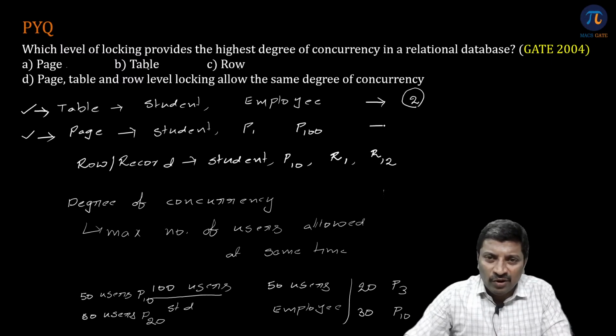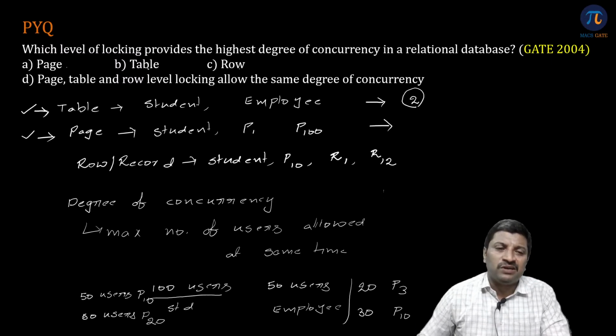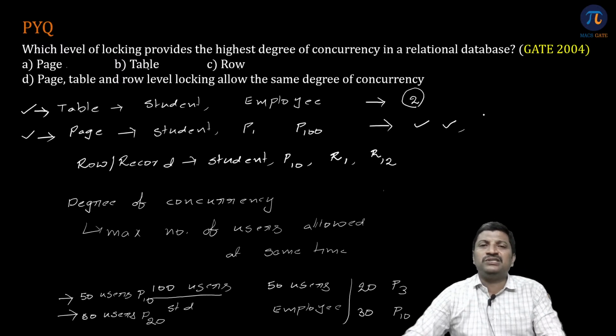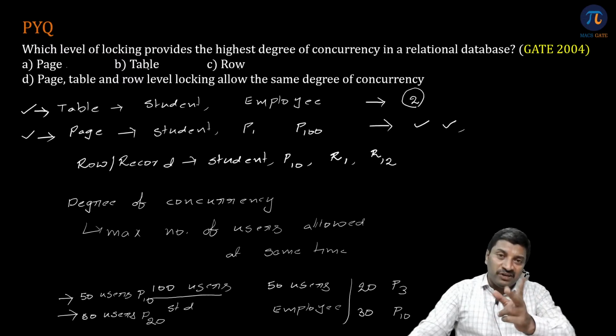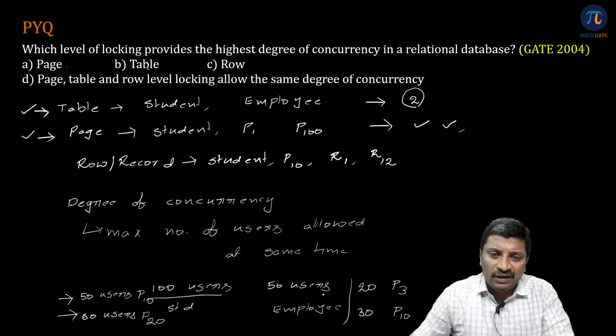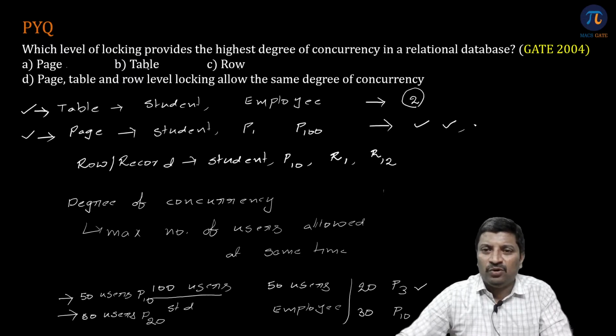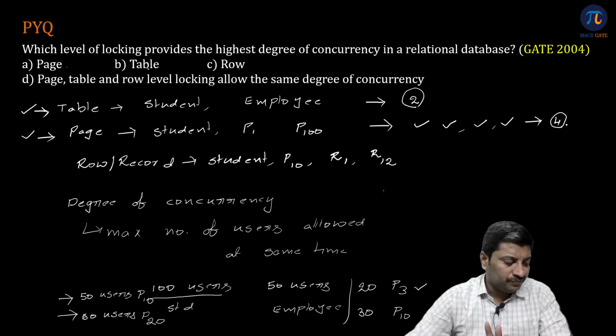Now, if I allow at page level, what will happen, sir? Any one of these 50 users can be allowed to access the student table. Similarly, any one of the remaining 50 users also can be allowed at the same time because both are working on different pages, right? And coming to the employee table, any one of these 20 can be allowed and any one of these 30 can be allowed. So totally how many users are you allowing, sir? 4 users, right?